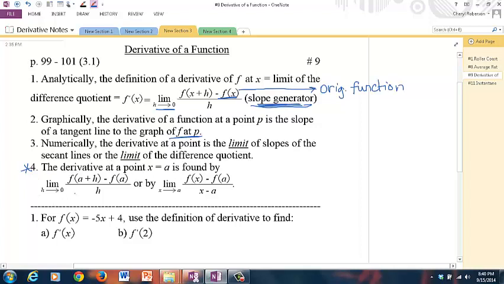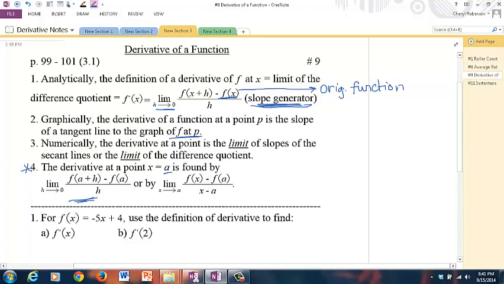Now notice the only difference here in this part and this part up here, we've replaced our x with an actual numeric value. That's why it's called at a point x equals a. We have that different value. Or notice that this limit can be x approaching a of f of x minus f of a over x minus a. So there's another way to look at this.